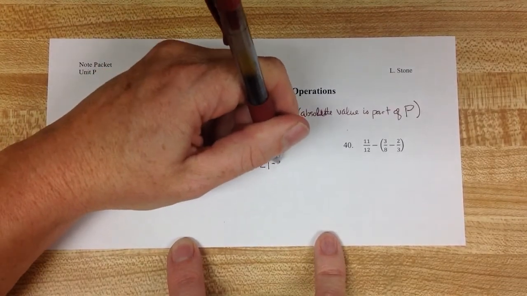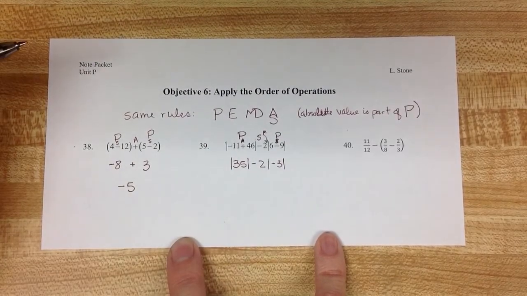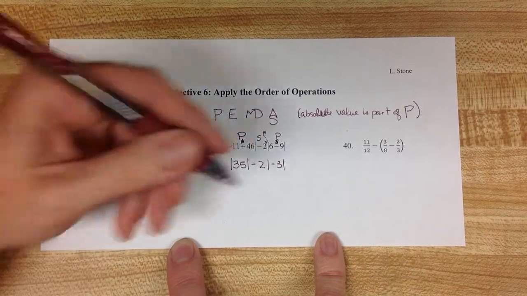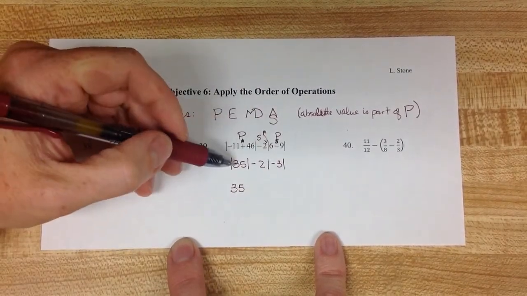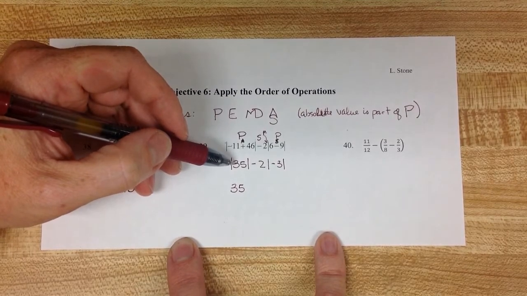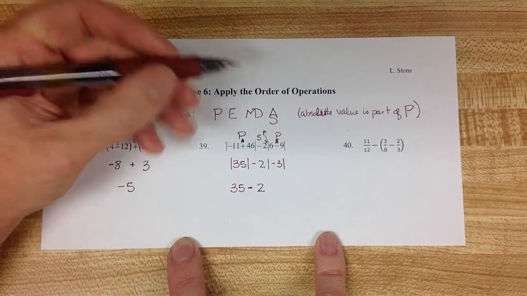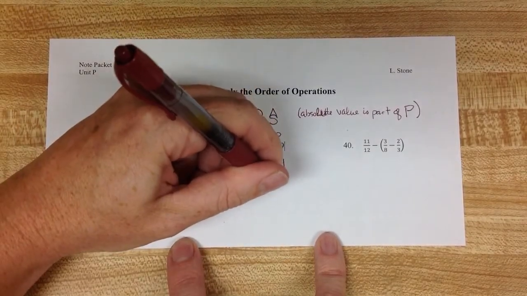-2, and 6 take away 9 leaves me with a -3. Now I'm going to find the absolute values of these numbers. Well, the absolute value of 35 is still 35 because 35 is 35 units away from 0. My -2 stays there, and the absolute value of -3 is a +3.